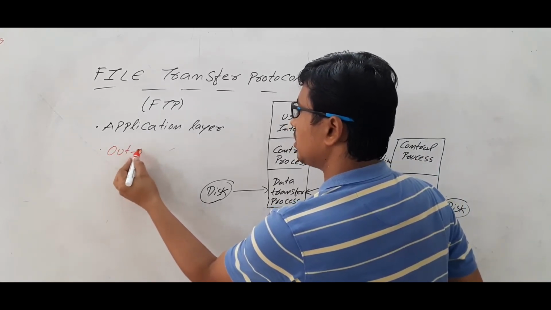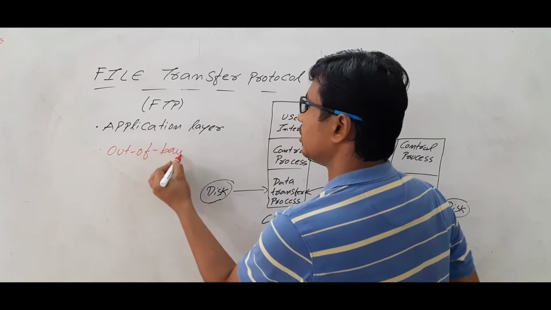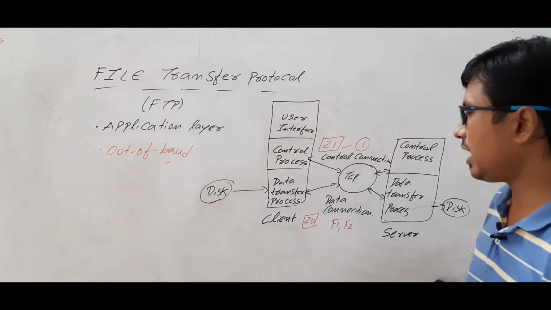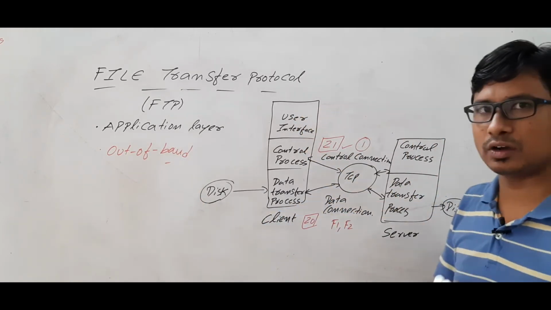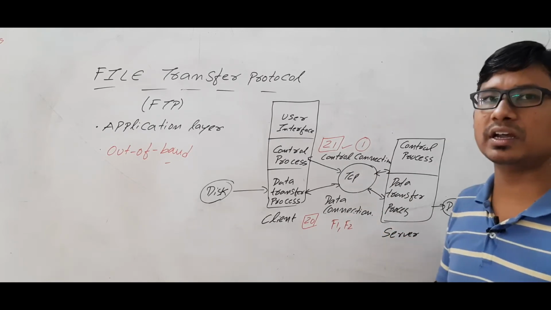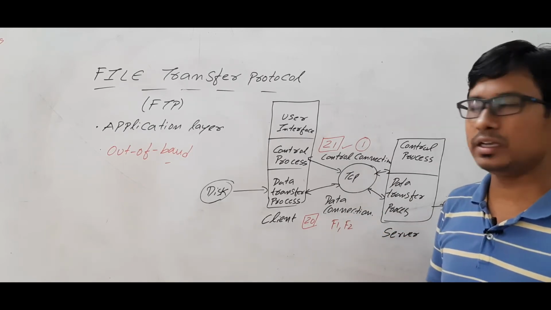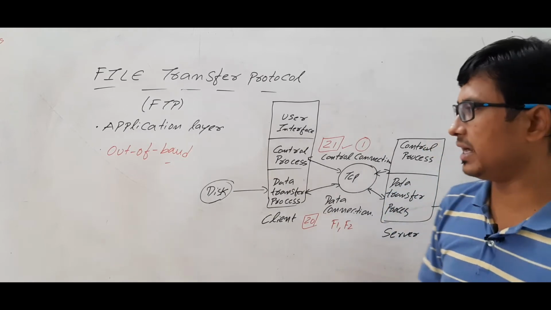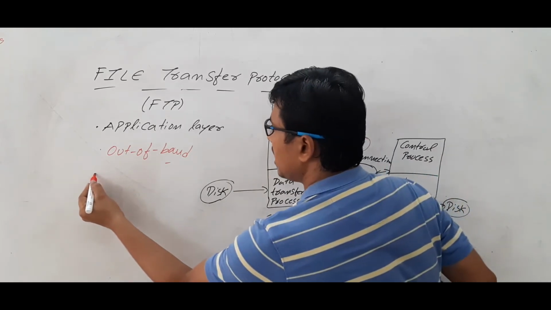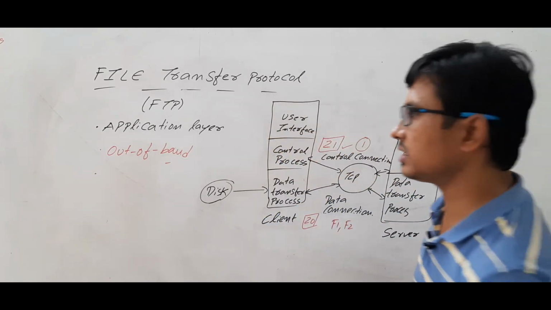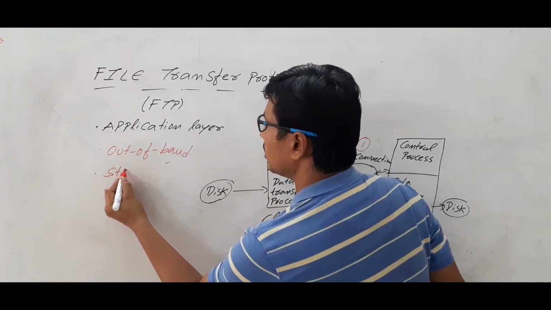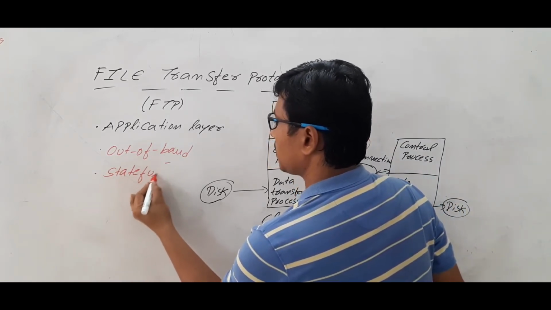It is even called an out of band protocol. Why is it called that? We have a separate connection for transferring the control commands and a separate connection for the data. That's why we call it an out of band connection. Another important thing is that it is a stateful protocol.